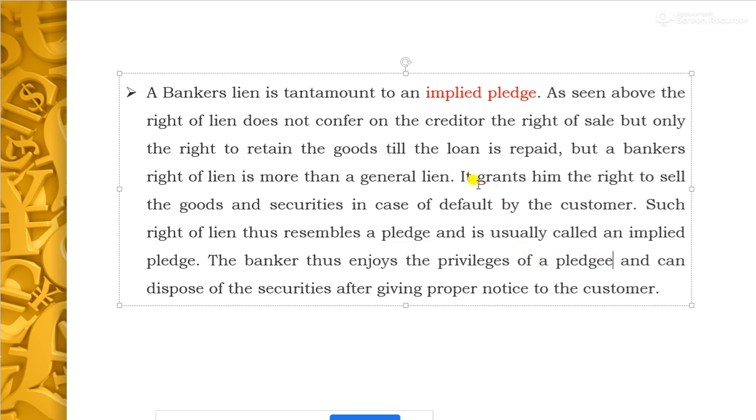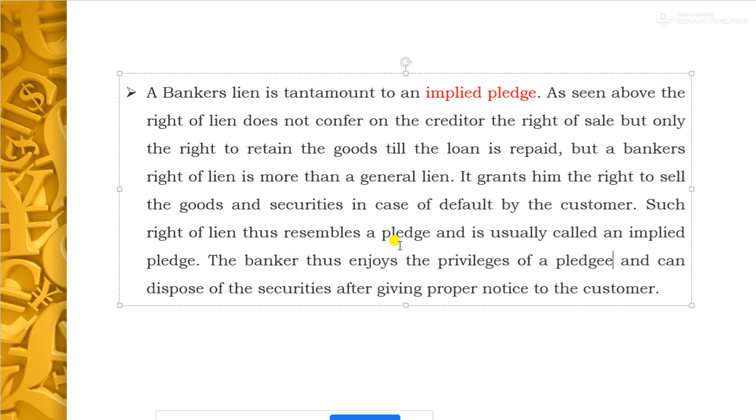Okay, so the right of lien as far as the banker is concerned confers him the right to sell the goods and securities in case there is any default on the part of the customer. So such a right of lien thus resembles a pledge. So it is only a resemblance to a pledge. So it is not the actual pledge, but it resembles a pledge, and that is why it is called implied pledge.